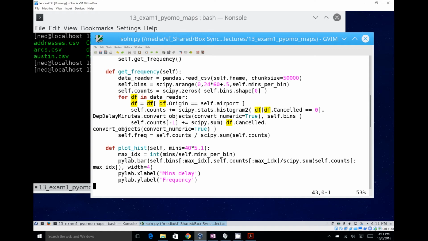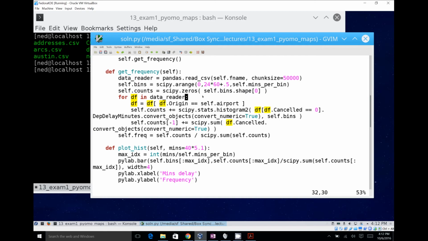So then I iterate over each of the chunks in the data set, and for this chunk, drop all airports other than the airport I'm looking at. And then I'm going to add to the counts. So what am I going to add to the counts? I'm going to look at all the delays where it didn't get canceled and convert it to numeric, right? So that gets added to the counts. And then to the last count, which is my 24-hour count, I'm going to add all the canceled flights.